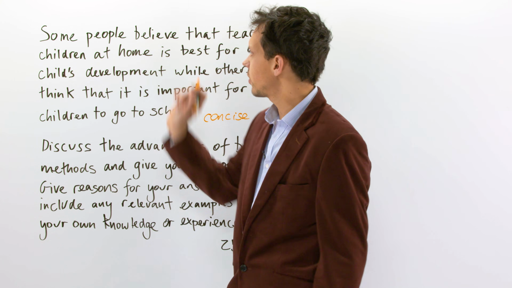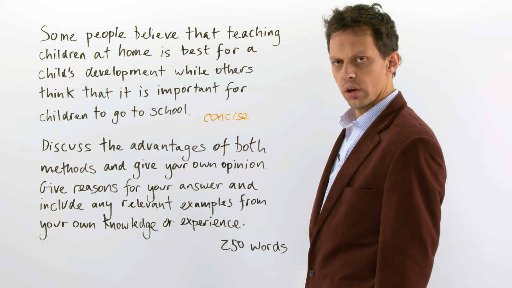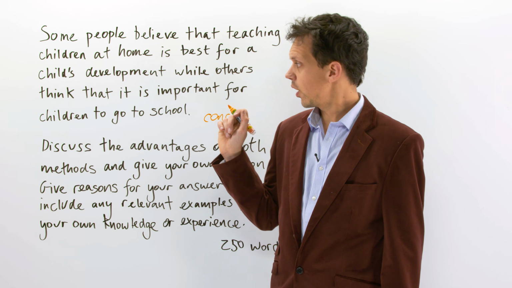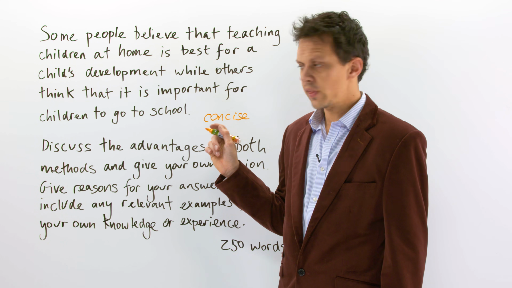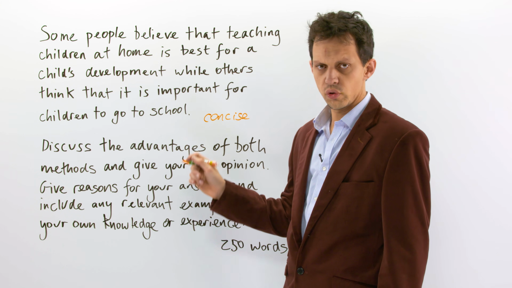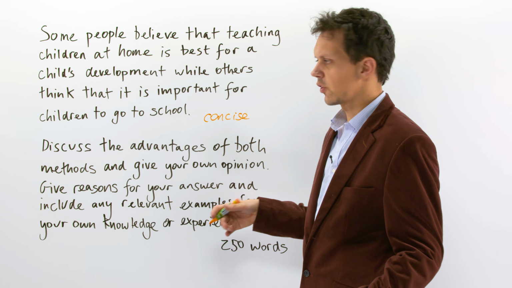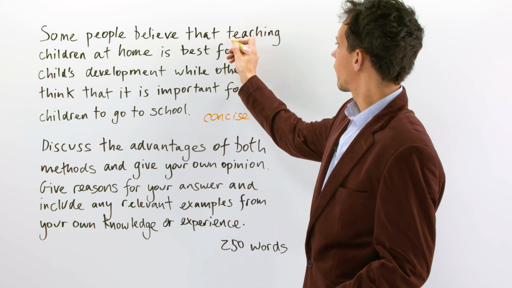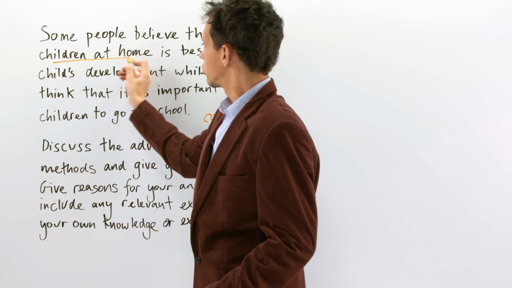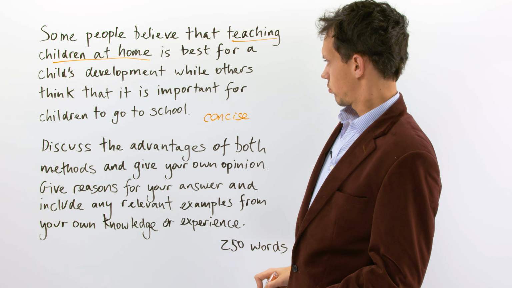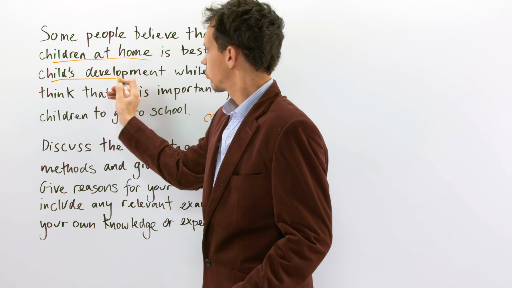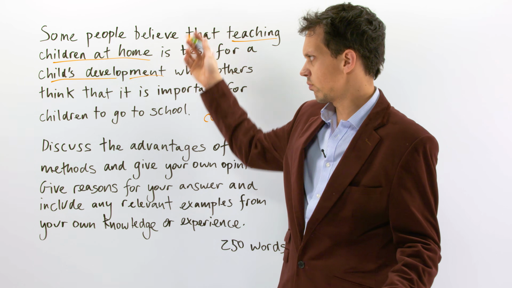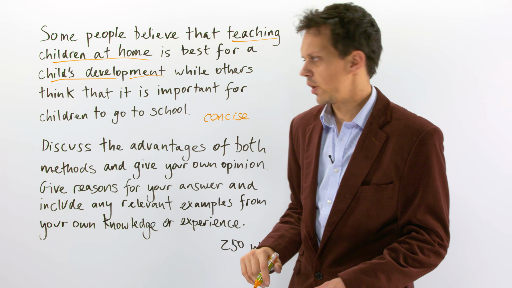Okay? Right, some people believe that teaching children at home is best for a child's development, while others think that it is important for children to go to school. Okay, right, so it's talking about home education. So I'm going to put, so what's better for a child, going to school or not, is what that says in 5,000 words.